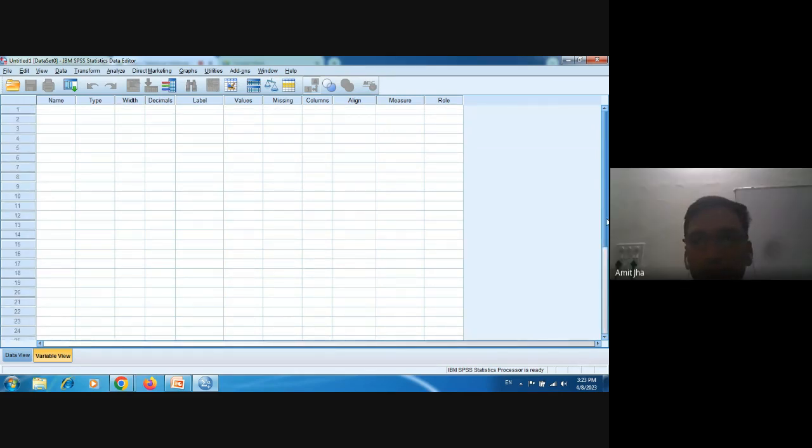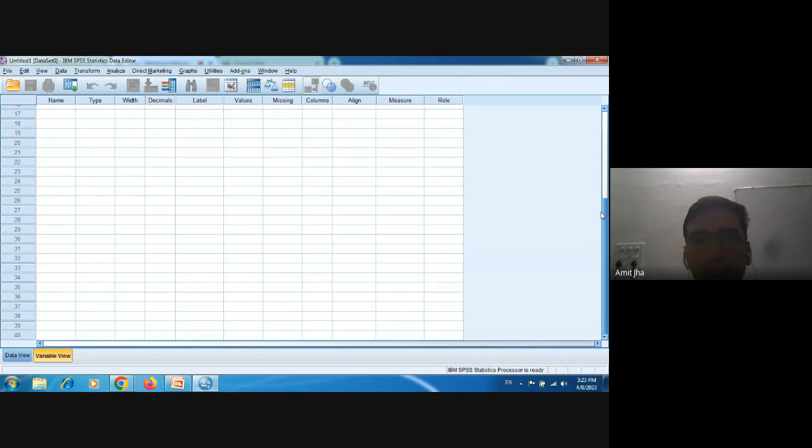So this is SPSS, a statistical software package where we will see how the independent t-test, paired t-test, and one-way ANOVA are calculated. If we look, there are two things here, data view and variable view. When you open this window, that is SPSS, this is what we will have with us.